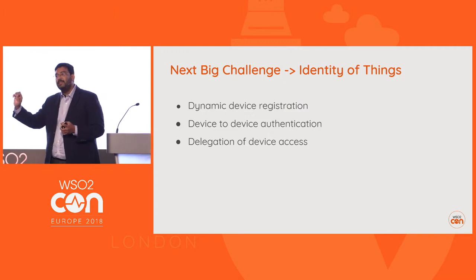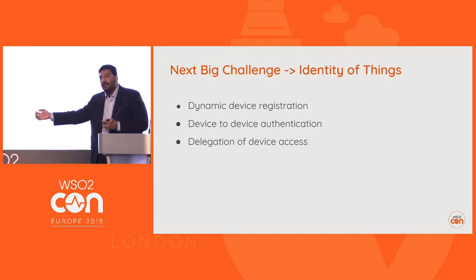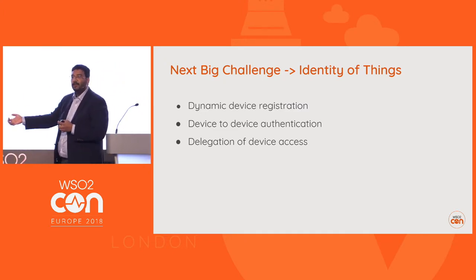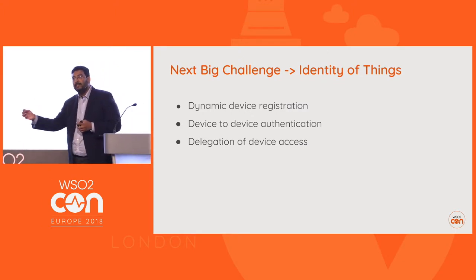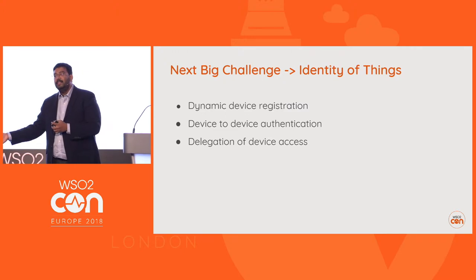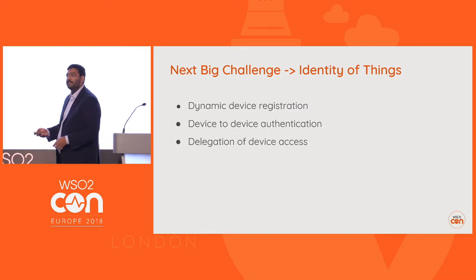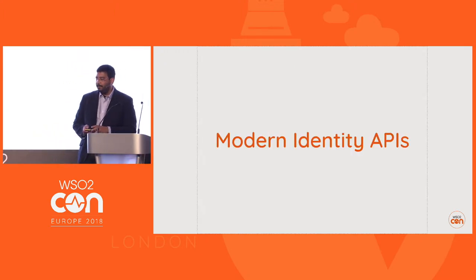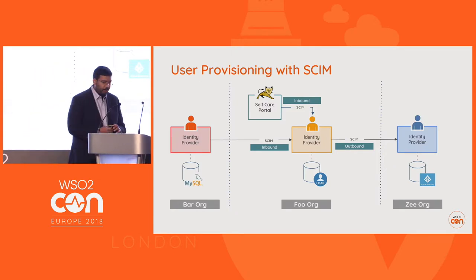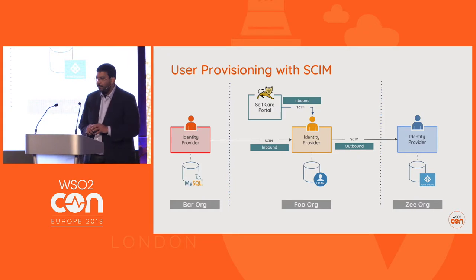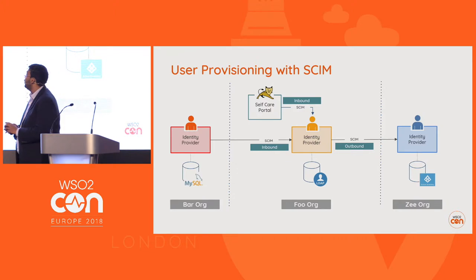That means when a device comes, it has to go and register dynamically. When a device wants to talk to some other devices, it has to automatically authenticate to other devices, right? So if you want to give some control to other devices on a temporary or permanent basis, you need delegations. So all of these problems cause the invention of identity APIs. So what are the identity APIs we have? The first one I want to cover is SCIM, System for Cross-Domain Identity Management.